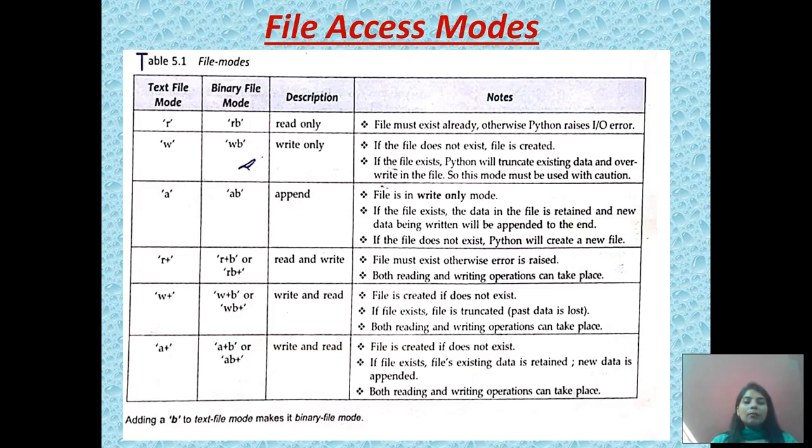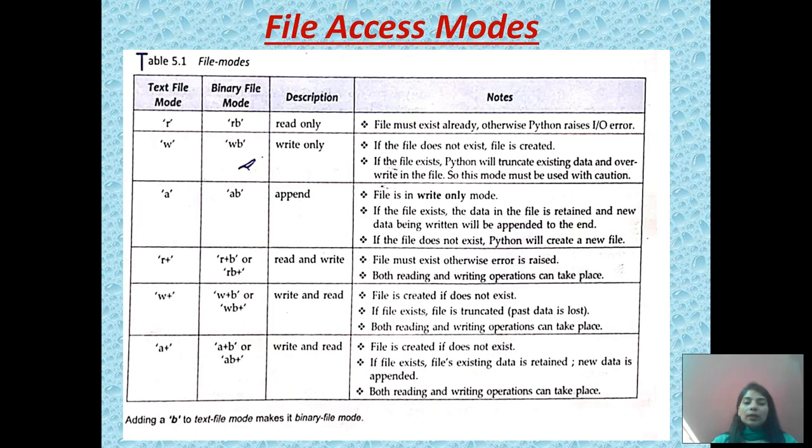The next mode is R plus. This is read and write. In a binary file, you will write R plus B or RB plus. You can write any one. The file should exist in your system because you are opening the file in read mode also, and read mode says that the file should exist in your system, otherwise it will give an error. Both the reading and the writing operation can take place at one time.